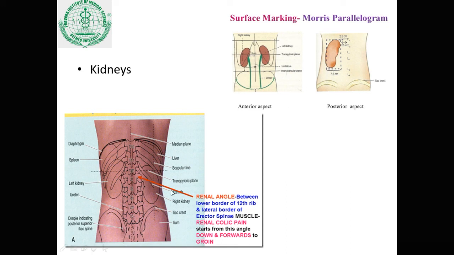Then there is one important renal angle. This is lying between the lower border of the 12th rib and the lateral border of the erector spinae muscle. The importance of this is the renal colic pain. This starts from this angle and it extends downwards and forwards towards the groin. So this is the importance of that renal angle. This can be asked in the viva.